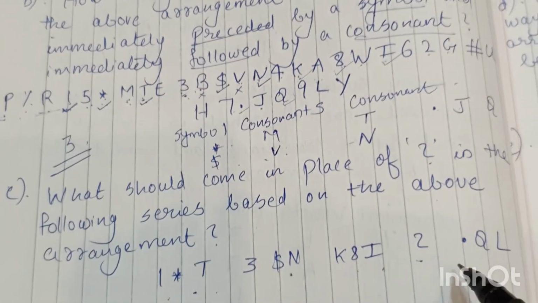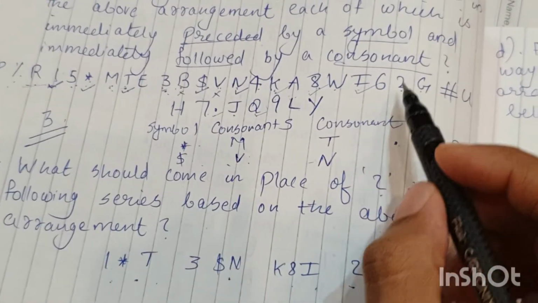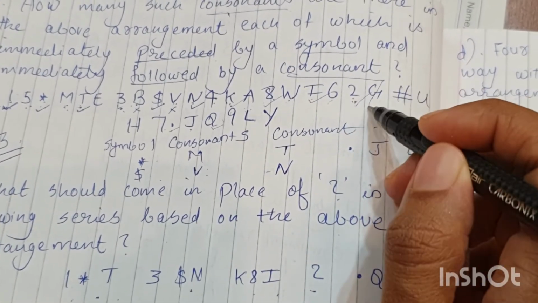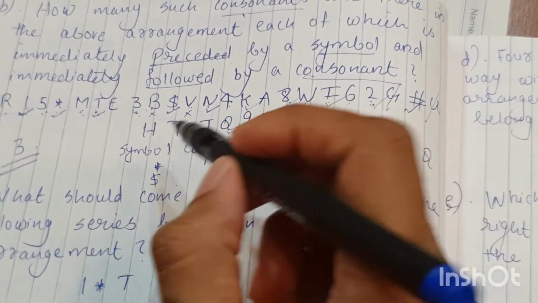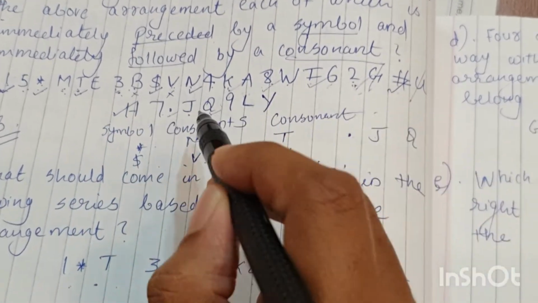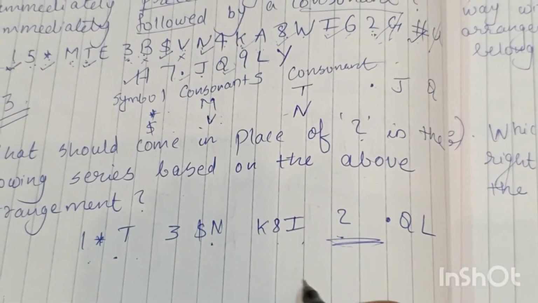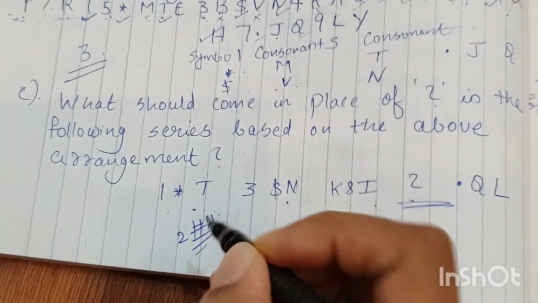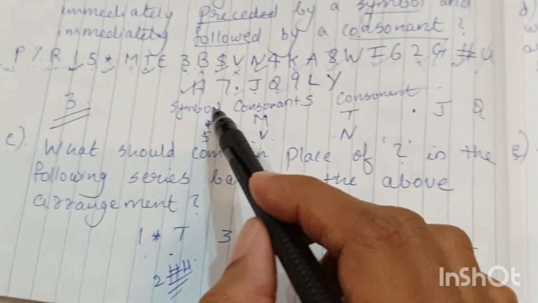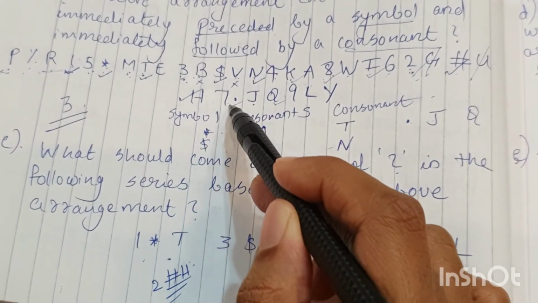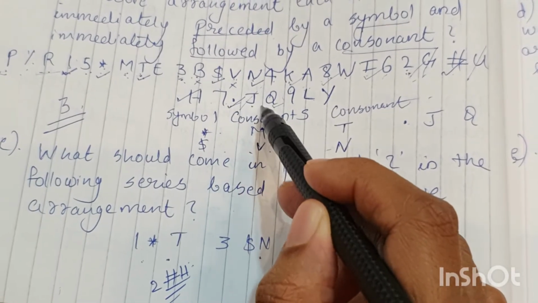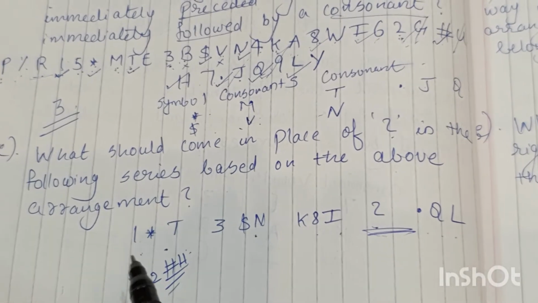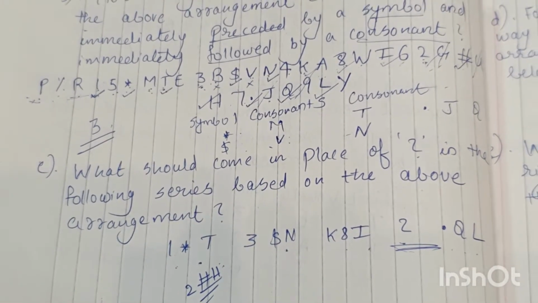Similarly, the next option, what would it be? Eliminating 6, starting with the 2. 2, eliminating G, hash, eliminating U, H. So 2 hash H. So the next option in the question mark will be 2 hash H. Understood? And what is the next one? After H they eliminated the next one, 7. Then started with a dot. Eliminated J, Q, eliminated 9, L. Dot Q, L. Right? So understood? The answer is 2 hash H.